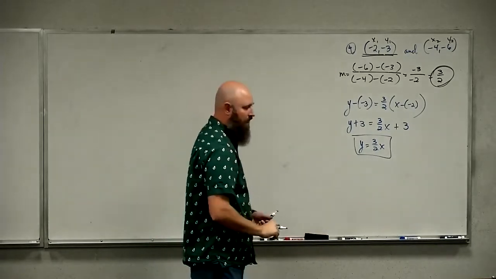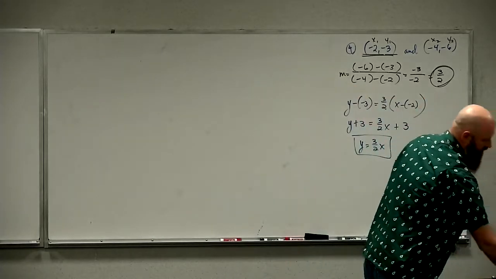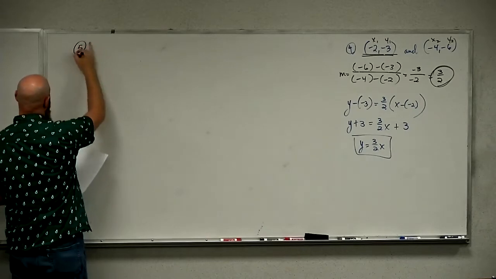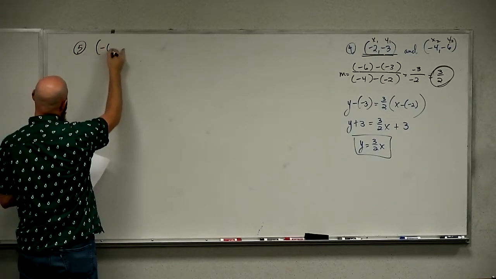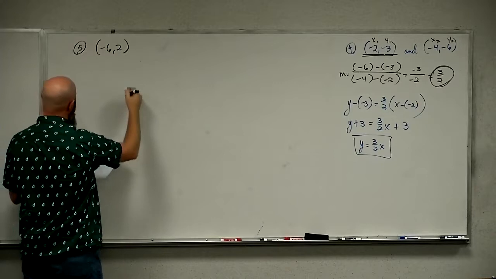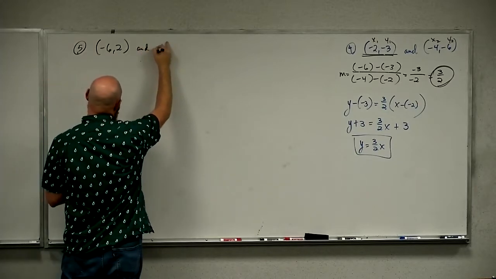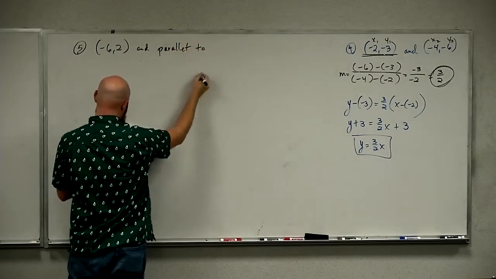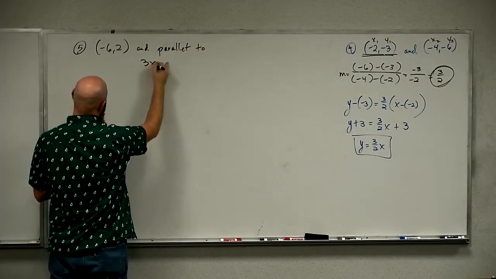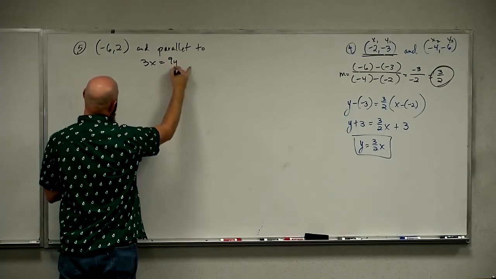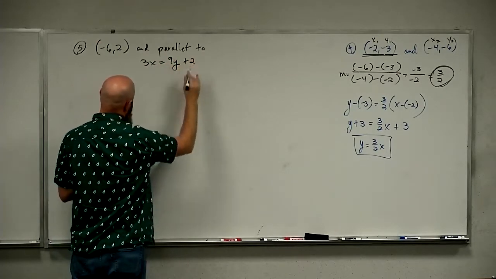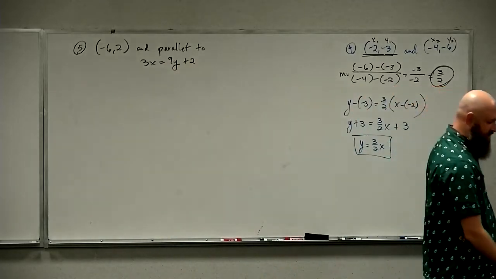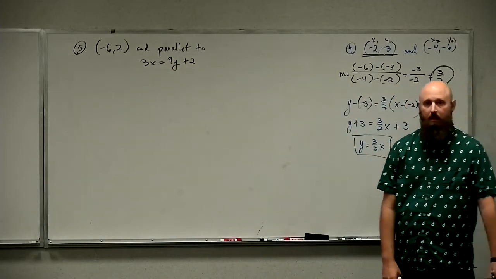Yeah. All right, we got a couple more here. So number 5. We're going to go through the point (-6, 2) and is parallel to 3x equals 9y plus 2. Parallel to that equation. Okay?